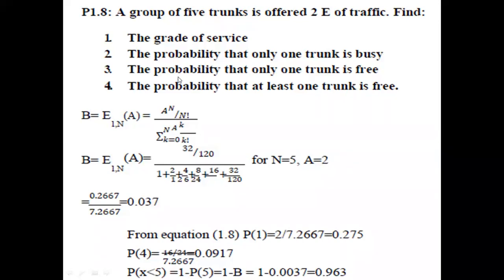Then moving on, we are trying to find the probability with which only one trunk is free. That means it is the indirect way of asking what's the probability with which 4 calls can occur, or what's the probability if 4 trunks are occupied in the system. This is the indirect way. Asking the probability that only one trunk is free is as good as asking what's the probability that 4 trunks are busy. So that's why we are taking P of 4. By substituting 4 for N, it results in a value of 0.0917.